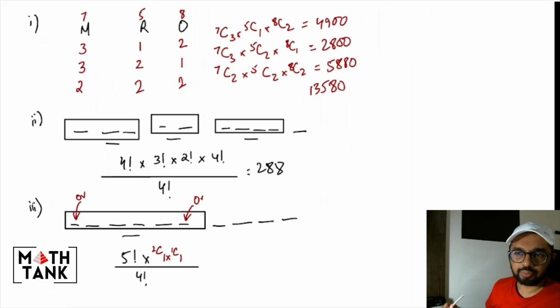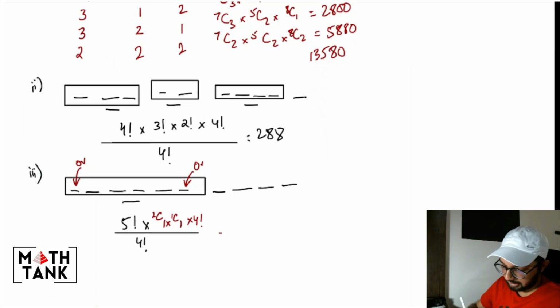Then what I need to do is the rest of the dashes are fixed. I know that the other 4 bicycles are there, so I'm just going to say 4 factorial. See if that works out for us. 5 factorial. The answer is 240 and I'm also getting 240.